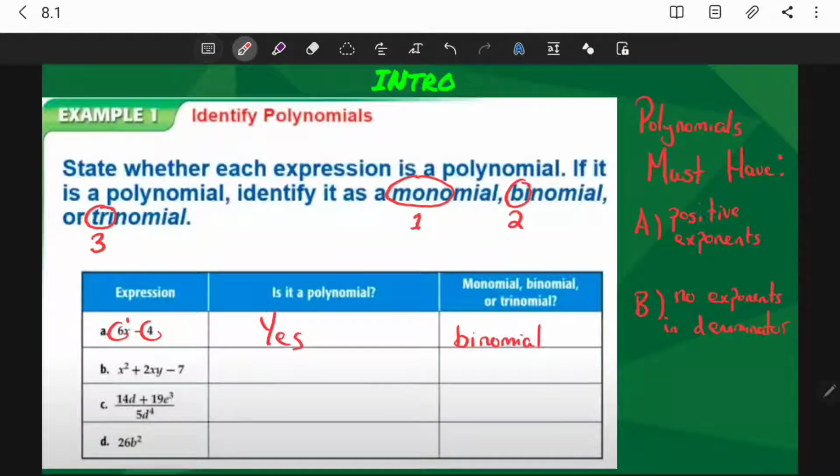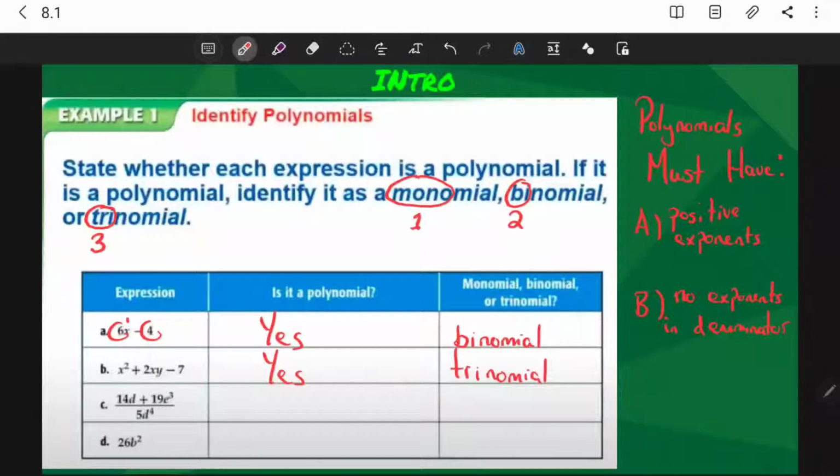The next one down, we have x to the power of 2, that'll be 1x to the power of 2, same thing, plus 2xy to the power of 1, and minus 7. So we have 1, 2, 3 terms. They're positive exponents, and there are no exponents in the denominator, so the answer is yes, it is a polynomial. And there are 3 terms, which makes it a trinomial.